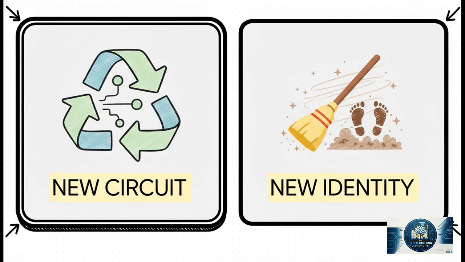But if you want a completely clean slate, you hit the new identity button. It's that little broom icon. This is the nuclear option, a total wipe. It closes every tab, clears your session data, and builds entirely fresh circuits everywhere. It basically hands you a brand new digital persona on demand.